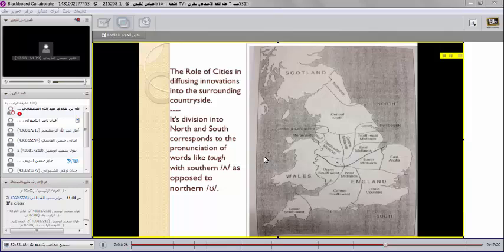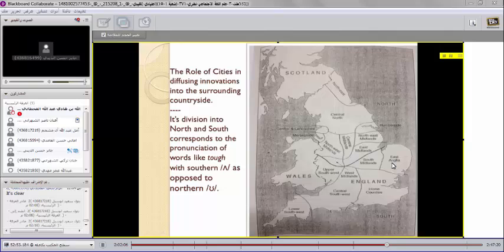And it talks about many things. It's divided into north and south, as you can see here. This corresponds to the pronunciation of words like sun or top, with the southern or London sound. This sound is used in London as opposed to the northern or Manchester sound. Another thing that is discussed here is the division in the south into east, as you can see here.